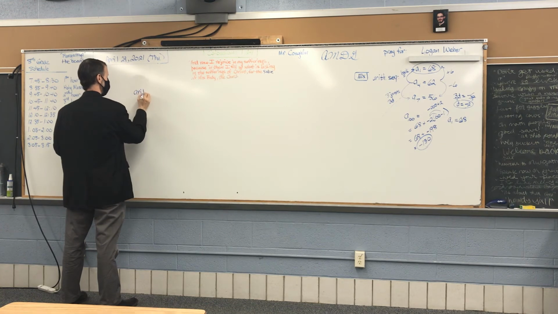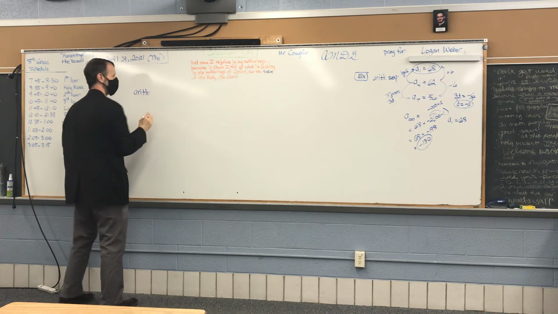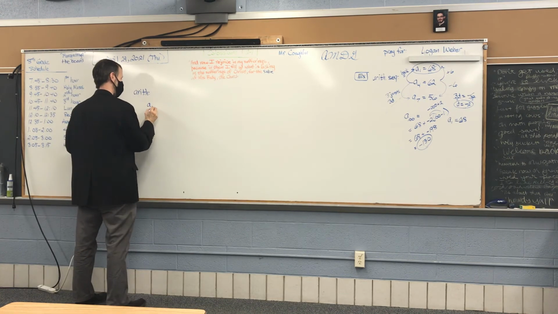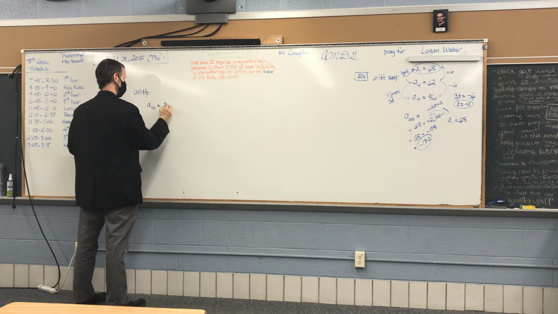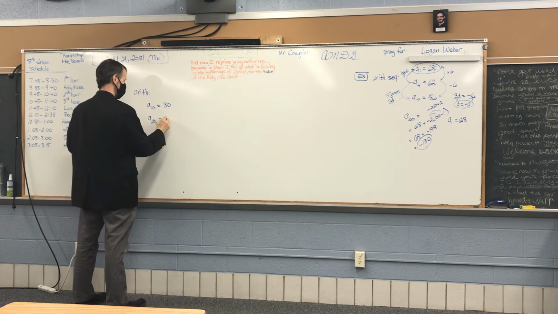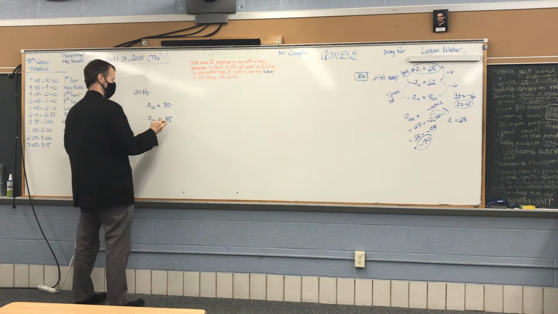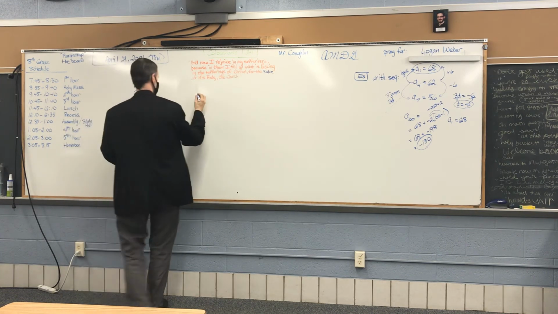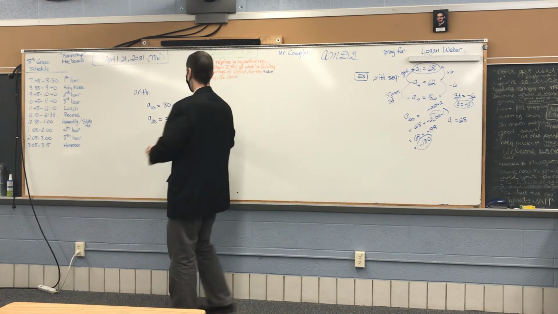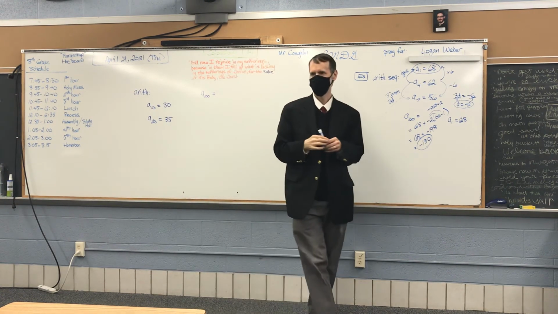Arithmetic sequence. And I'm giving you the following. A10 is equal to 30. A20 is equal to 35. Find A100.